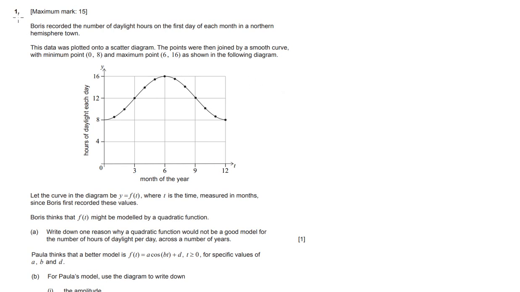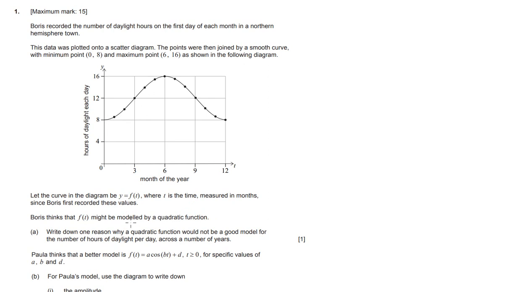All right, first one, number 1. Boris recorded the number of daylight hours on the first day of each month in a northern hemisphere town. Data was plotted onto a scatter diagram. Plots were joined by a smooth curve with minimum 0.08 right here and maximum 0.616 right here, as shown in the following diagram. Let the curve in the diagram be y equals f of t, where t is time measured in months since Boris first recorded these values.